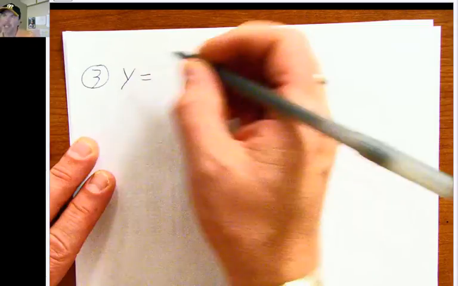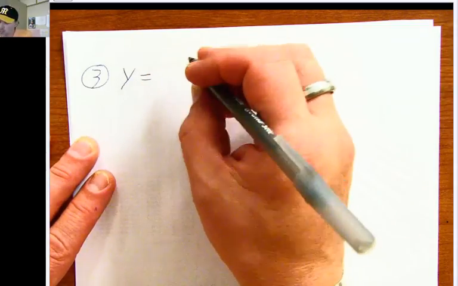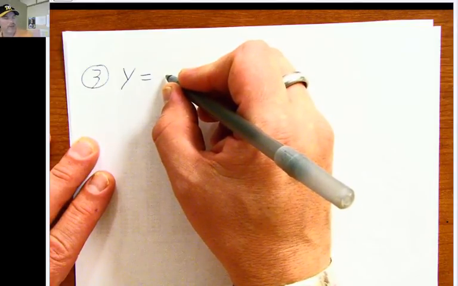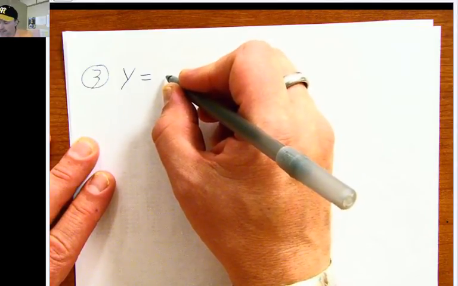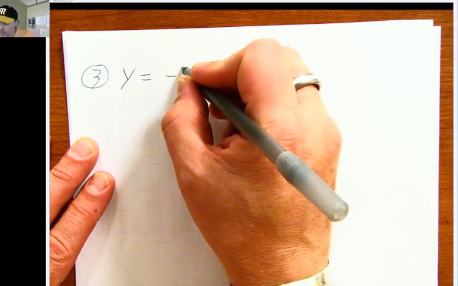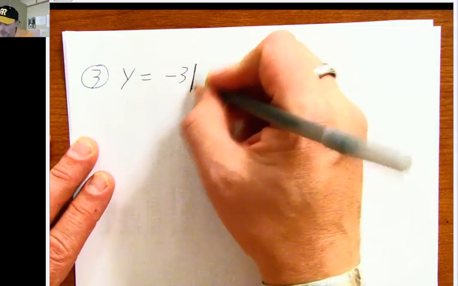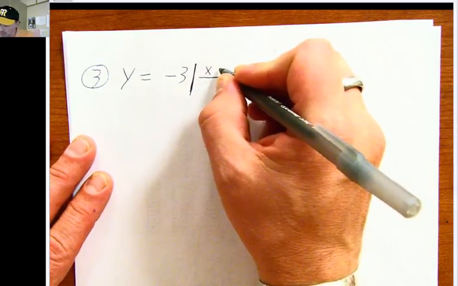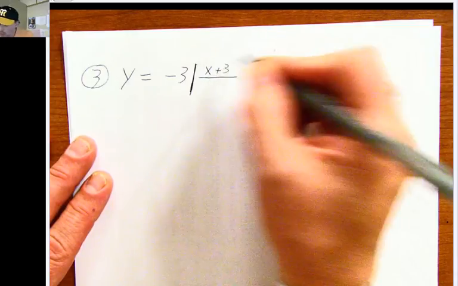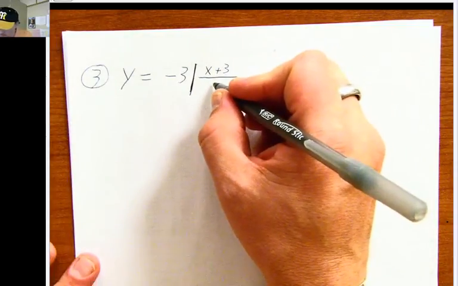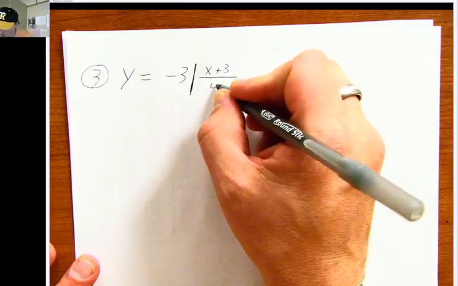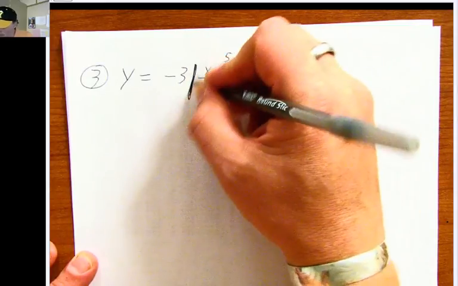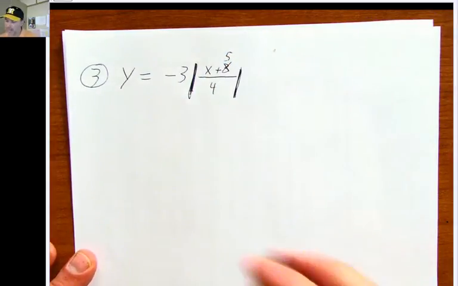Let's say that I had y equals, so let's go with negative 3 absolute value. On the numerator would be x plus 3. And on the denominator we'd have a 4. I'm going to change this to a 5 so that each number is a little bit different. Okay, inside, outside.